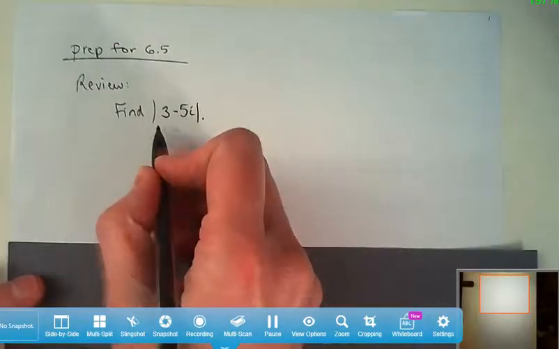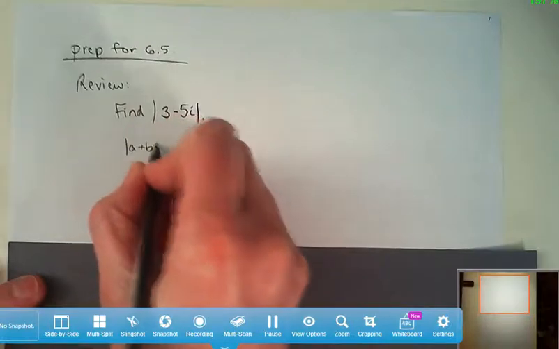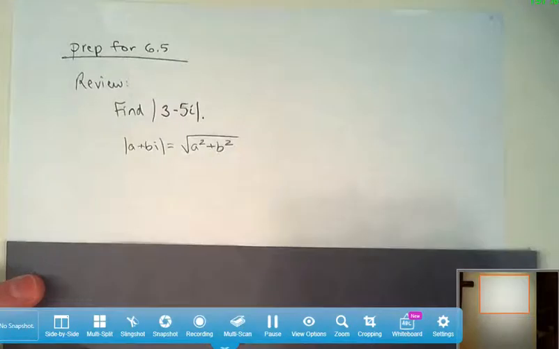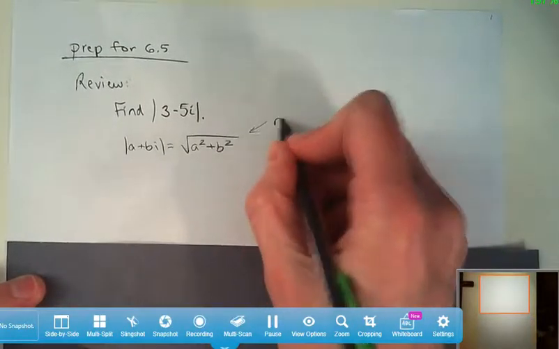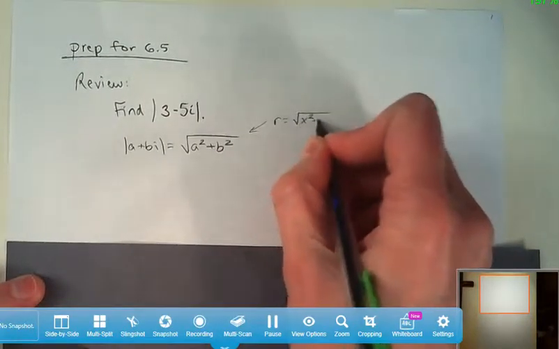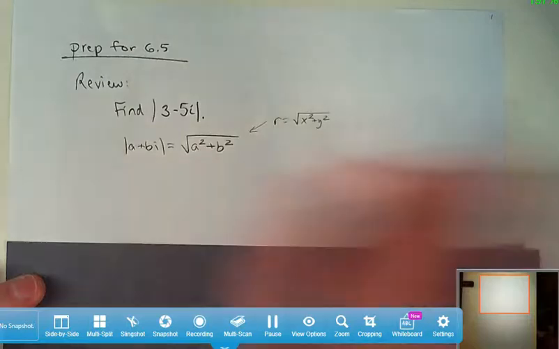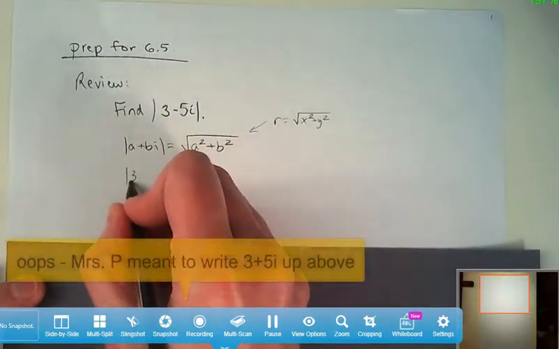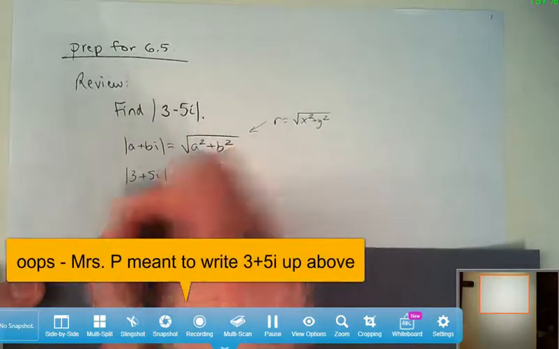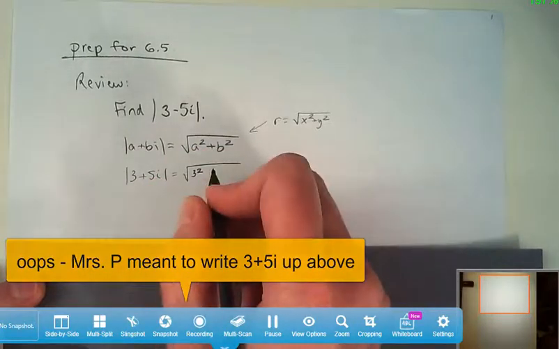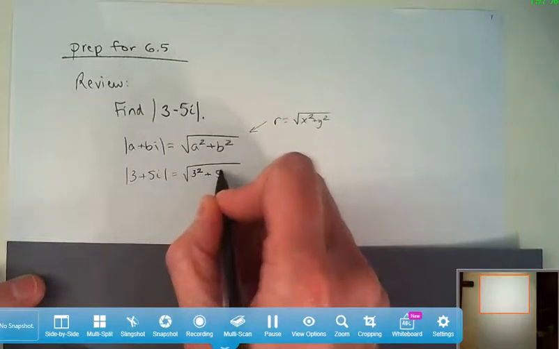So the absolute value of a complex number can be found using the formula square root of a squared plus b squared, which, as we discussed the other day, is really the same thing as the formula for r, where you're finding r is equal to the square root of x squared plus y squared. So for this particular example, if we want to find the absolute value of 3 plus 5i, we can find the square root of 3 squared plus 5 squared.